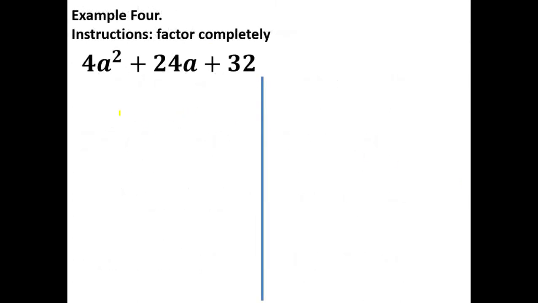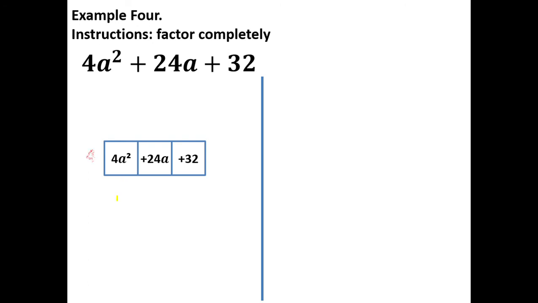Okay, example 4. Same thing over again, factor completely. So let's put this thing into a distribution box and see what we can pull out of it. Well, there's no a in this last term, so we're not going to be able to take an a out. These are all even numbers, so for sure you could get a 2 out. But is 2 the biggest thing we could take out of this? 4 divides 4. 4 goes into 24, and 4 also goes into 32. So we can take a 4 out. And since 4 is the biggest number in this first term, you couldn't get anything bigger than a 4 out.